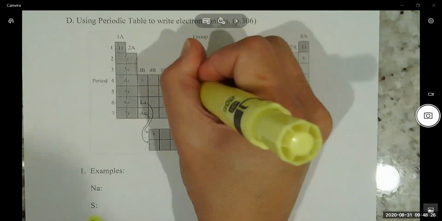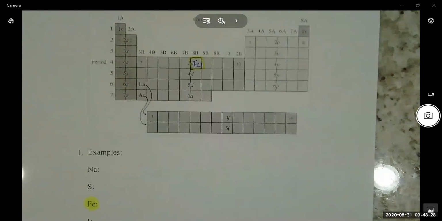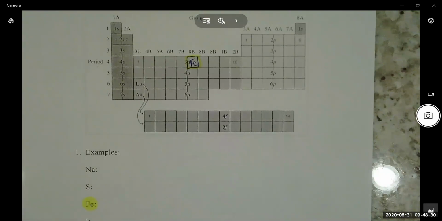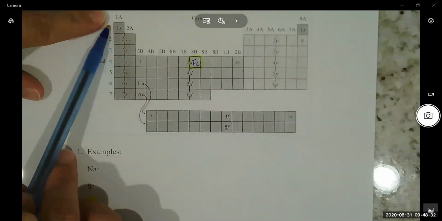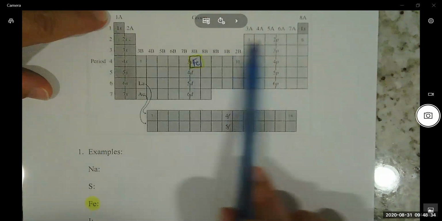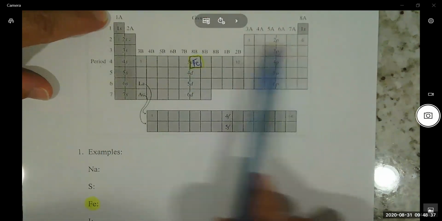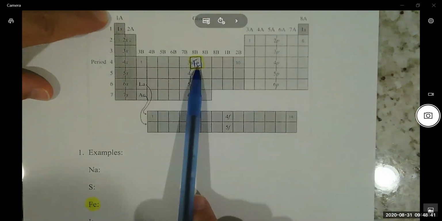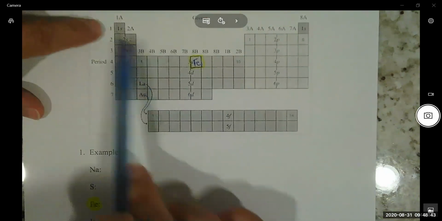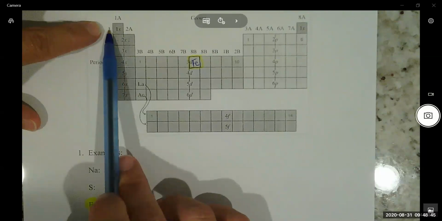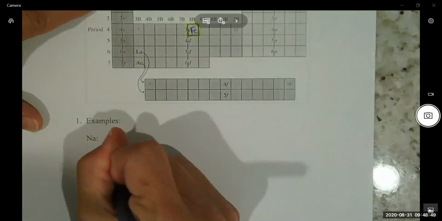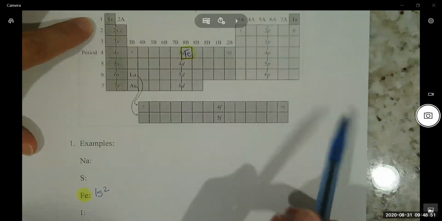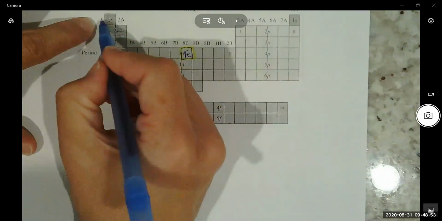Now, when you're using your periodic table to write electron configurations, you are going to start in the top left corner, and you're going to go across every single row, and it's going to help you figure out the order that your electrons fill up in until you get to iron, and then you're done. Okay, so the first energy level that fills up is 1s. 1s has 2 electrons in it, so I'm going to write 1s2. Next thing to fill up is 2s2.